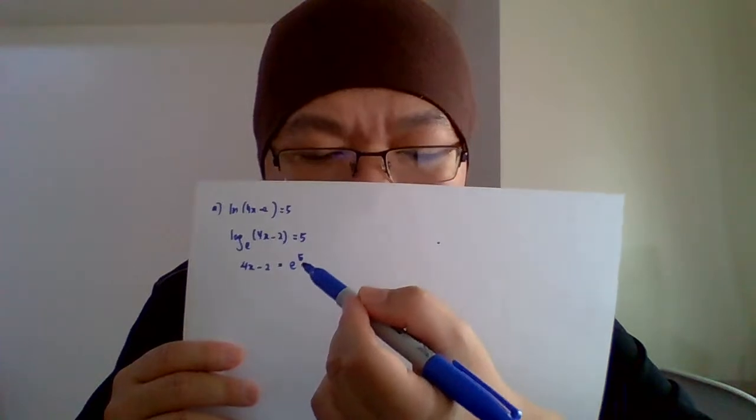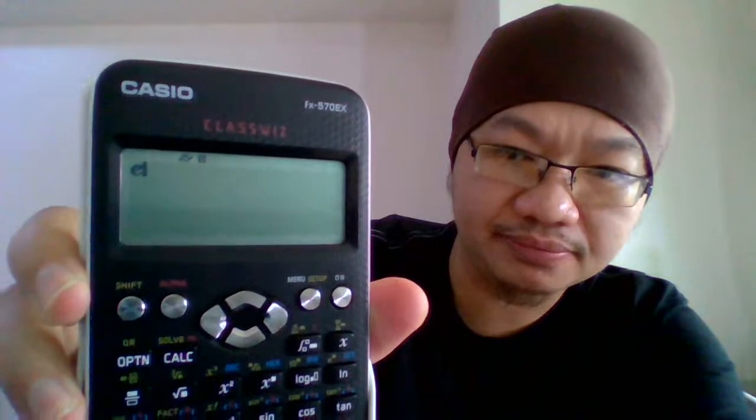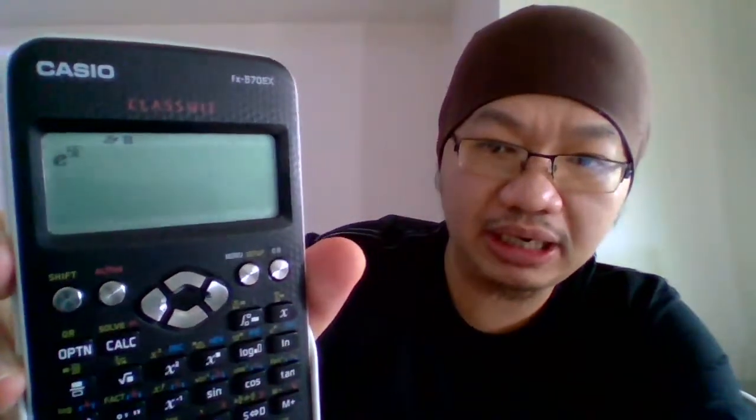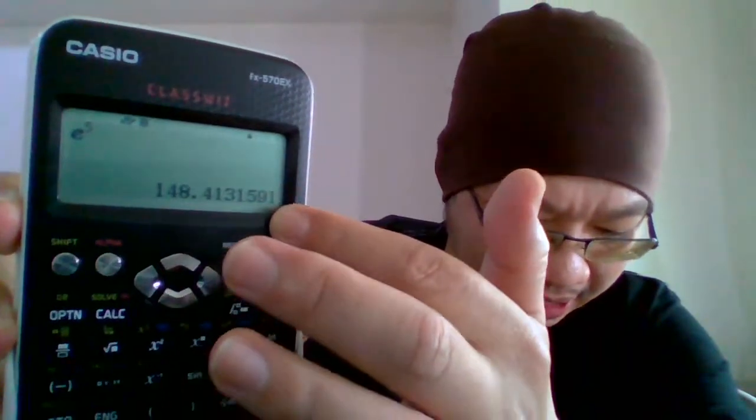This e power 5, you can use your calculator to find the value. So you know how to press the calculator? There is an e here, the pink one above the times 10 to the power of x. So just press alpha and that one. So it comes out with e to the power of, what was it, 5. Then press equal, and this is the answer that the calculator will show.